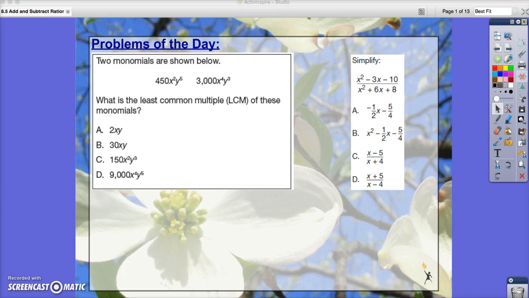Okay, so today we continue on with lesson 8.5. There's two problems of the day, actually, one here, one here. I want you to pause the video and solve them.